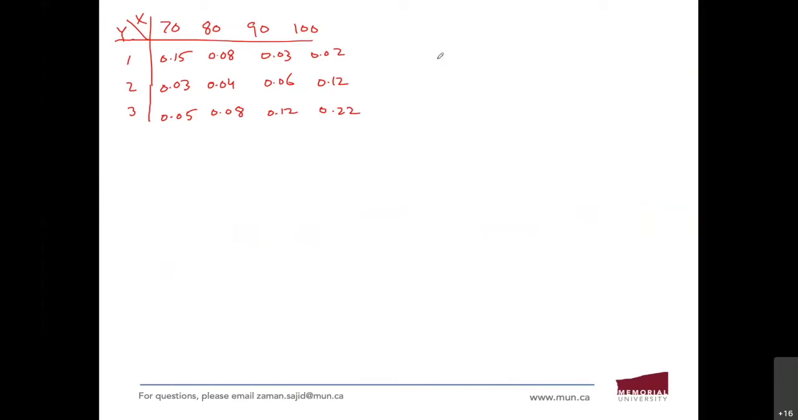The first objective was to plot the joint PMF, probability mass function of X and Y. Now by this I mean to say we need to draw this table. Now we have three here.